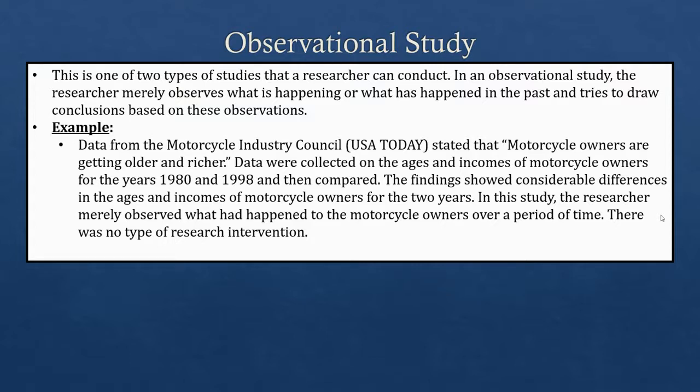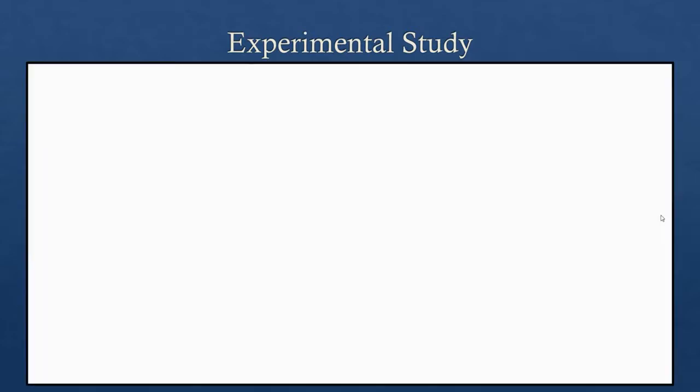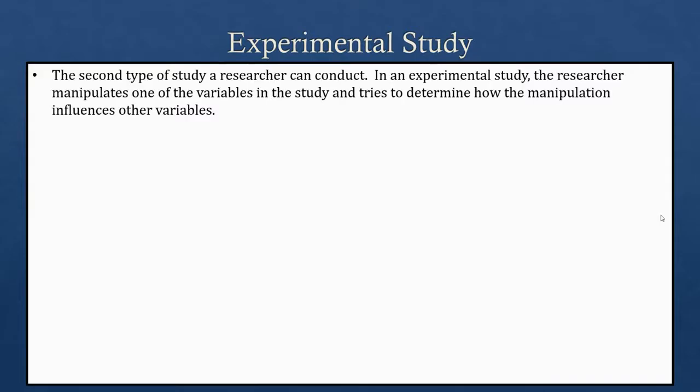Sports analysts do this all the time. Collection of sports stats, and we just simply explain what is going on. That's all we're doing. An observational study is you're just merely observing and then reporting what you saw. The opposite of that is an experimental study. So the second type of study a researcher can conduct is an experimental study. The researcher manipulates one of the variables in the study and tries to determine how the manipulation influences other variables. So that's the big key.